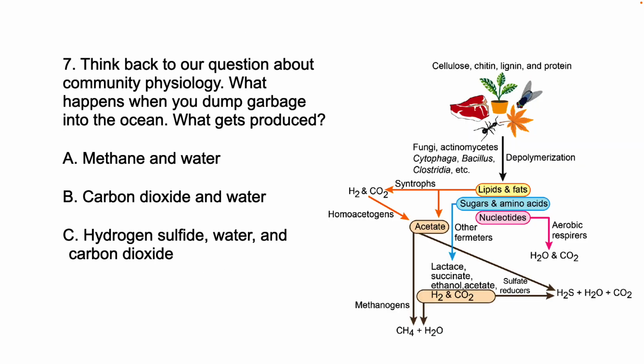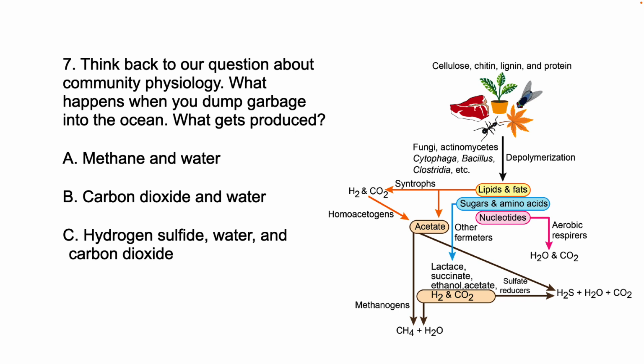So think back to our question about community physiology. What happens when you dump garbage into the ocean? What gets produced? Okay, if you think about it, if you're adding garbage to the ocean, you're adding carbon and molecules that can be depolymerized. Those will be depolymerized. They will go through this.